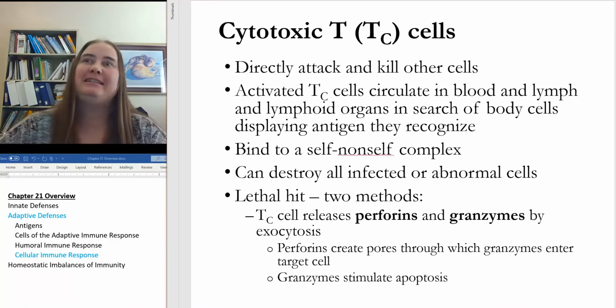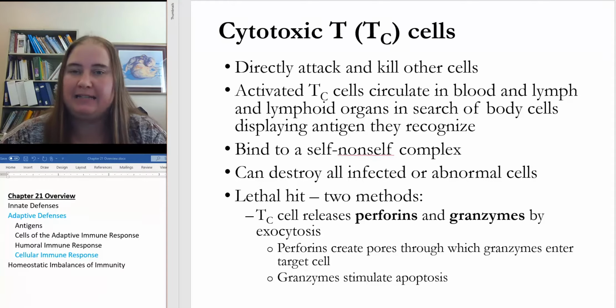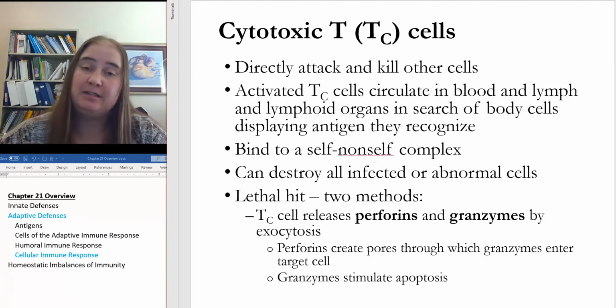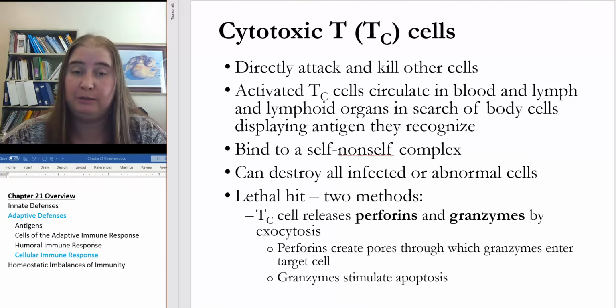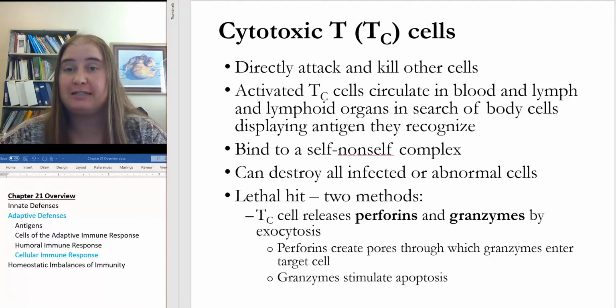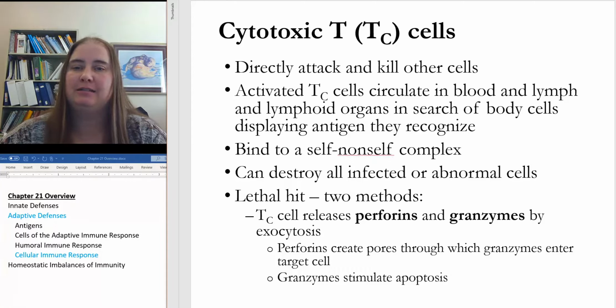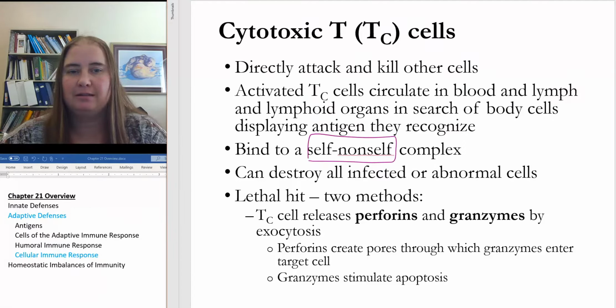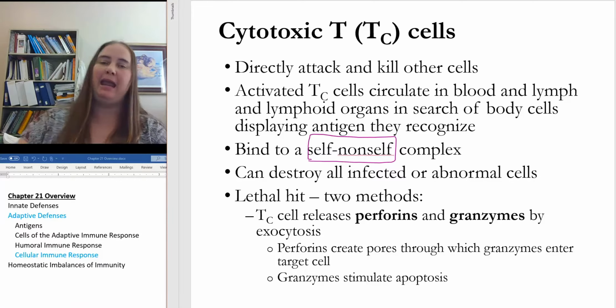Now, the T cytotoxic cell directly attacks and kills cells of our body that have been infected. So this T cytotoxic cell will circulate in our blood and our lymph organs, searching for cells of our body displaying antigens that they recognize. They will bind to a self-non-self complex.